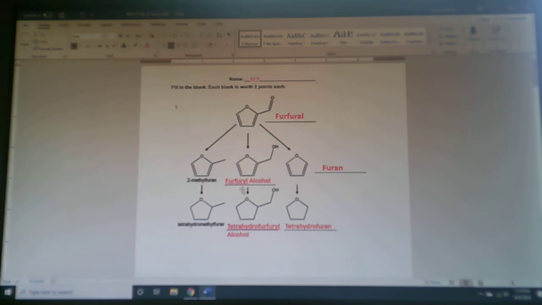This is furfuryl alcohol. This is furan. This is tetrahydrofurfuryl alcohol, and this is tetrahydrofuran. Each of these blanks were worth 2 points apiece.